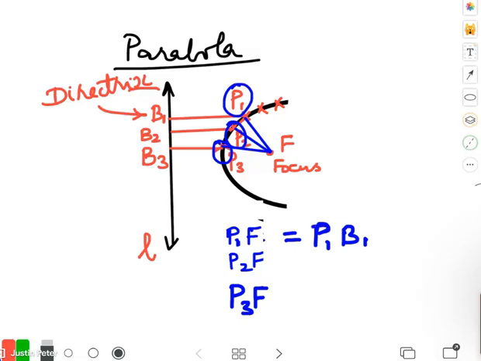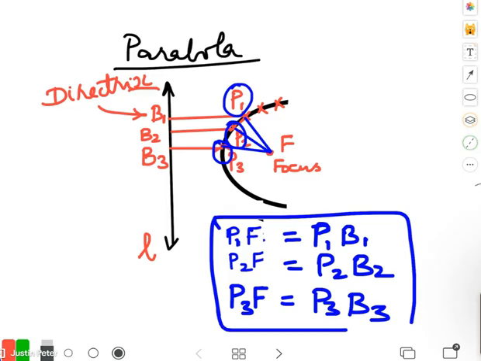The fixed line. P1 touches it at P1, P2 touches it at P2, P3 touches it at P3. Understood? Wherever these points have P1F equal to P1 distance to the line, P2F equal to P2 distance, plot these points. So what you will get is a parabola.